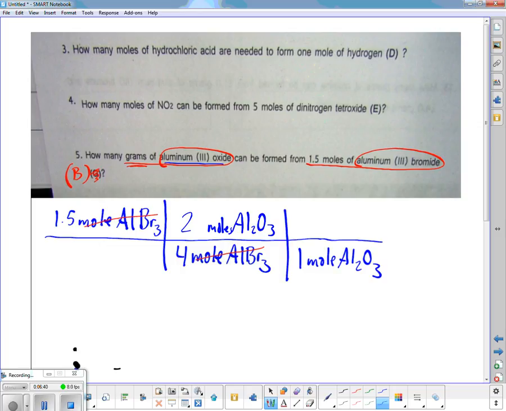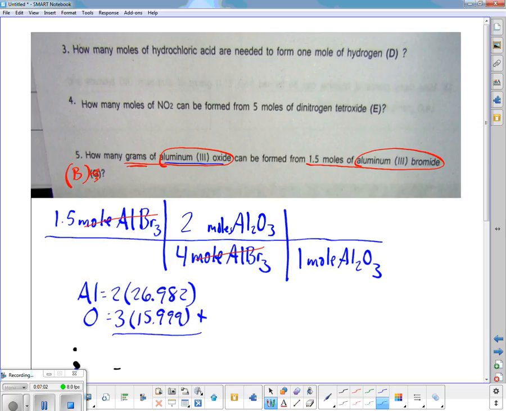To get to the grams of that, I'm going to have to put in my calculator. I have 2 aluminums at 26.982, and I have 3 oxygens at 15.999. I don't have to write this down. I can just put it in my calculator, but I'm just showing you how to do it. Okay, I add those together. What do we get? If you haven't got a calculator, I've got a whole bunch over there. You're going to need it. Go grab one. 101, give me 5 sig figs.